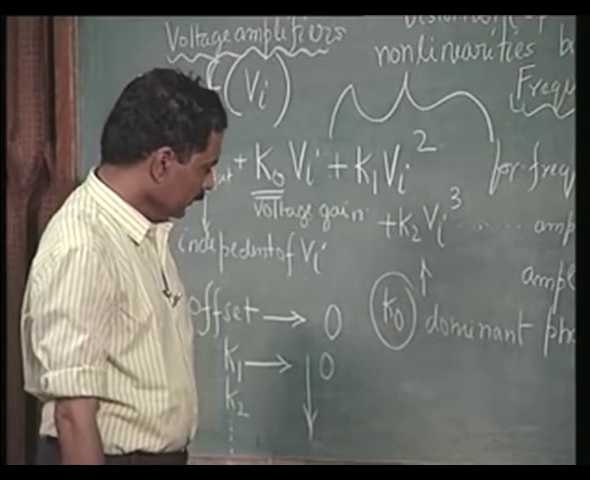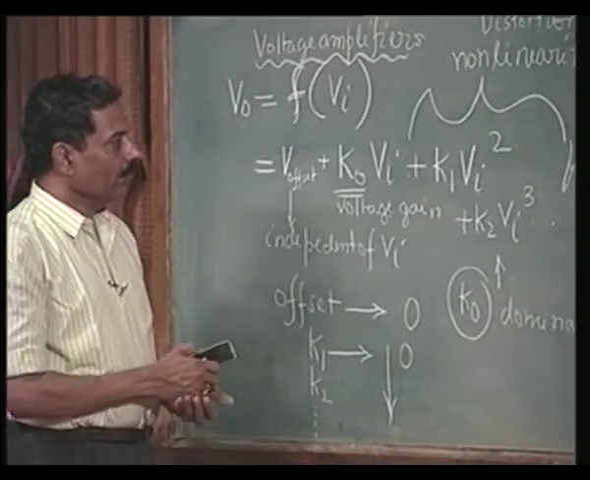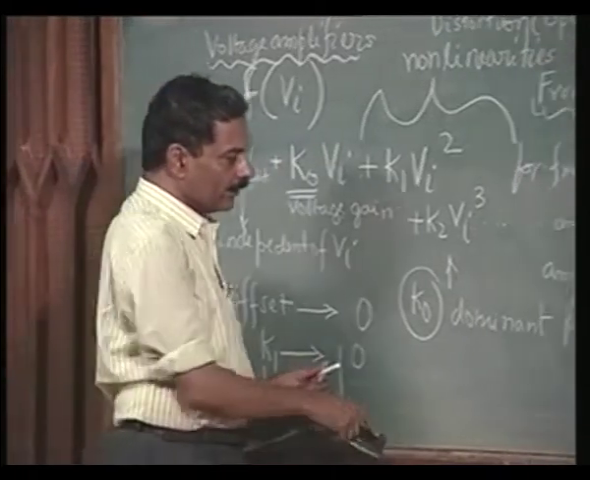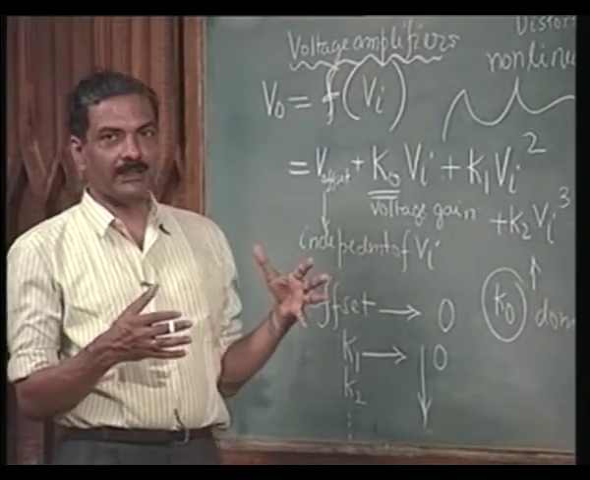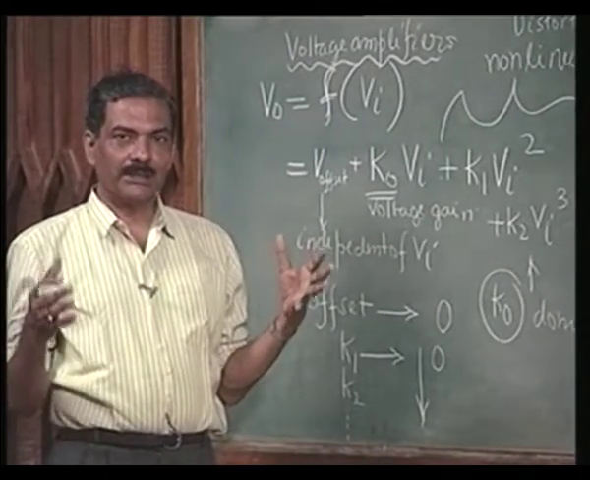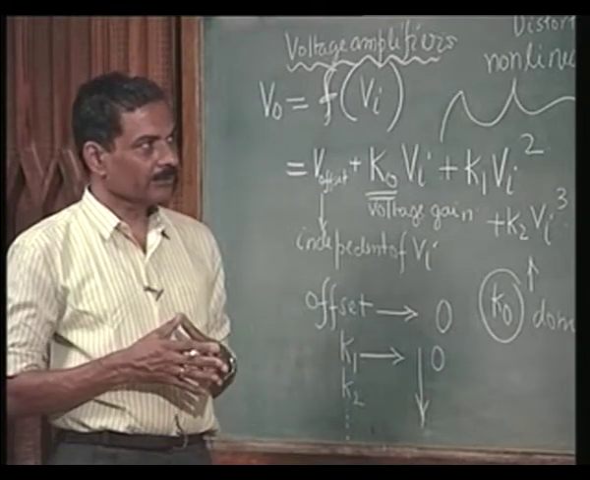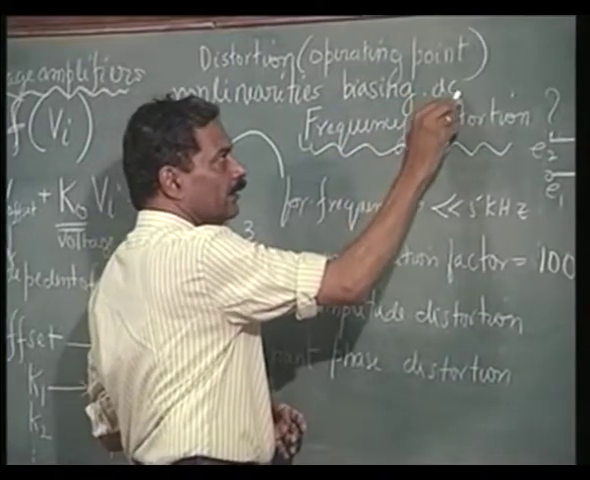So, finally, I would like to indicate that the amplifier works with power delivered from a separate source, which is always called the DC power source. Right. So, for biasing we require a DC supply.